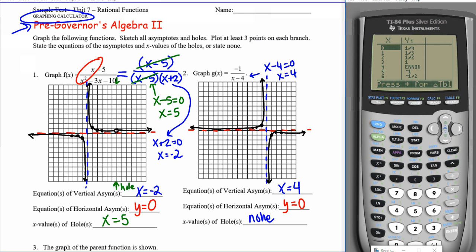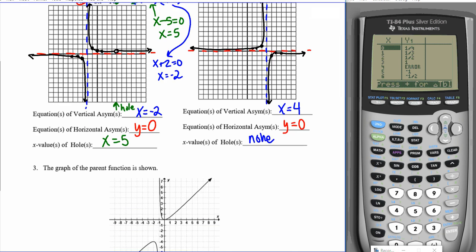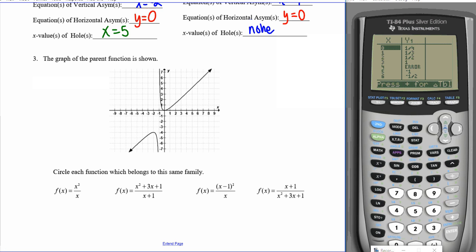All right, let's go down to number 3 here. Number 3 says the graph of the parent function is shown. Circle each function which belongs to this same family. So what I'm looking for here is a graph that has a vertical asymptote, that has a slanted asymptote, and it has 2 branches that make sort of an upside down U shape and a right side up U shape. I'm not sure what the equation looks like for that, but I could put each of these into my calculator and see what they look like.